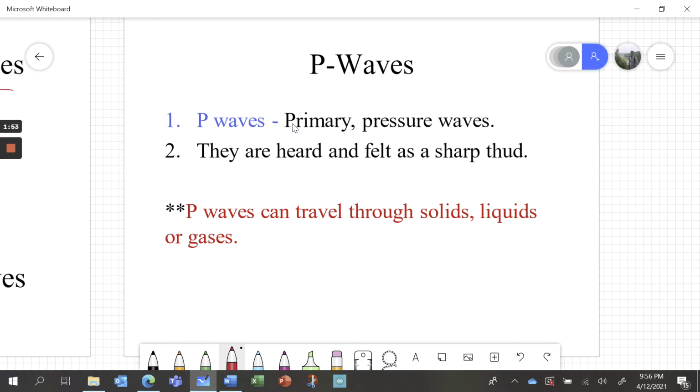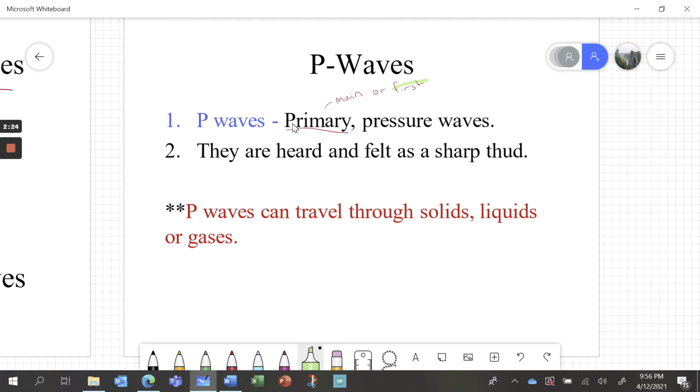P waves, primary. Primary typically means main. The word primary means main or first. Generally, that's kind of what it means. In this case, it's more specifically talking about the first waves that come through. They are compression waves.